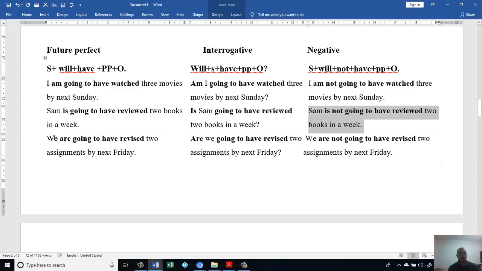We are going to have revised 2 assignments by next Friday. Same thing here, an indication for the future. Then in the perfect time, we use have plus past participle. Same thing here: Are we going to have revised 2 assignments by next Friday? Or sometimes make it negative. We say we aren't, or we are not going to have revised 2 assignments by next Friday.